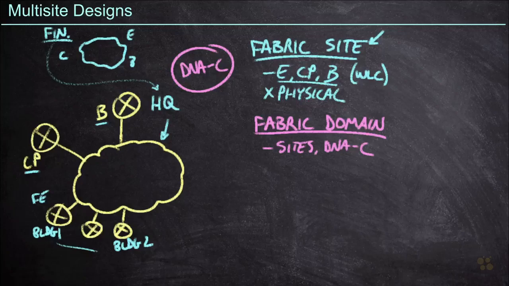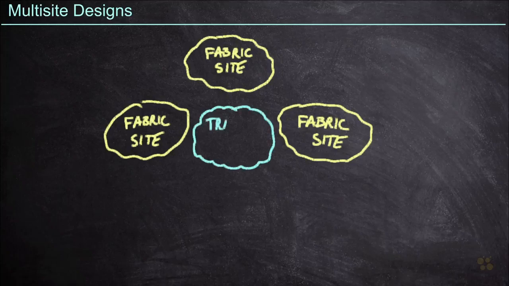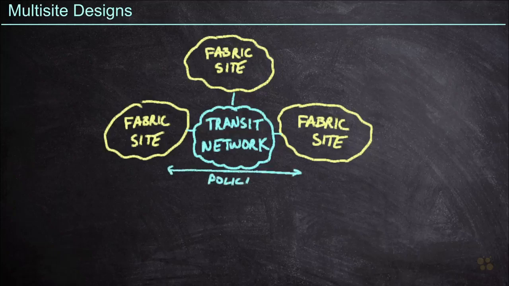Now, the next topic we need to discuss in this conversation would be how we connect multiple fabric sites to one another. For example, let's say in this scenario we have 3 different fabric sites. We are going to need to establish a transit network that will connect all 3 together. And the goal of any transit network we build should be to extend our policies among the different sites.